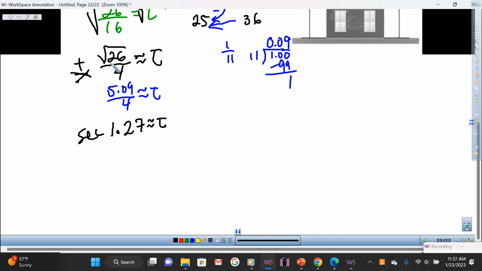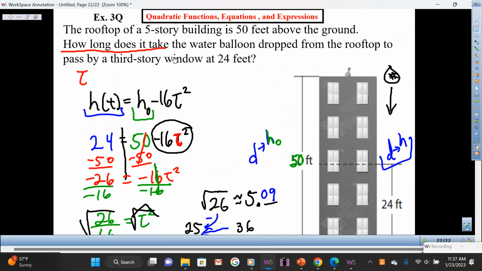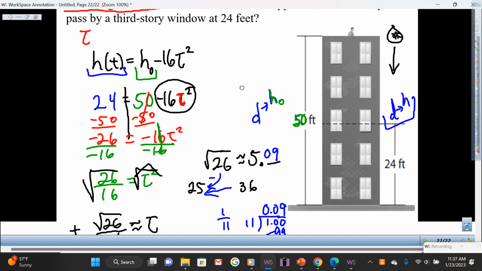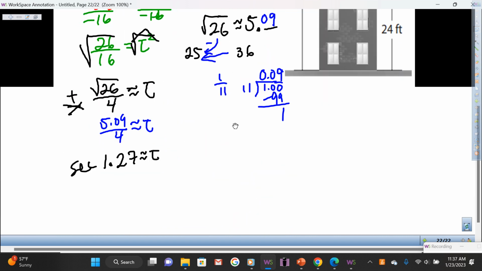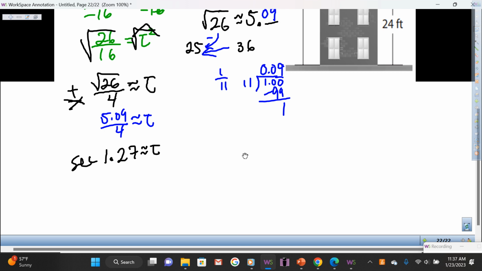Let's go. Statement. According to the situation, let me read this situation again. From the rooftop of a 5-story building, how long does it take the water balloon dropped from the rooftop to pass by the third story window at 24 feet? So, you and your neighbor, write a statement before I call on someone to help us out. What would be a statement for the end?